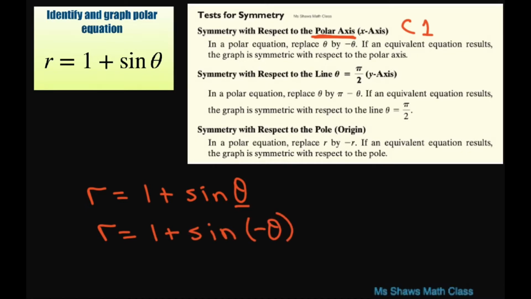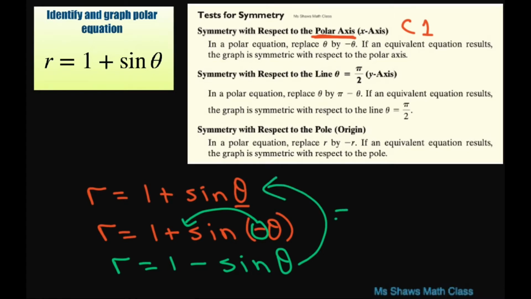Since sine is an odd function, this can be written as r equals 1, pull this negative out here, minus sine of theta. Since it does not equal the original equation, the symmetry with respect to the polar axis fails. So it's not symmetric to the polar axis. Now we're going to try condition 2.